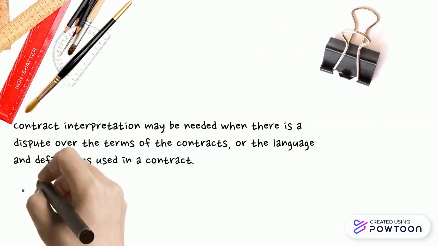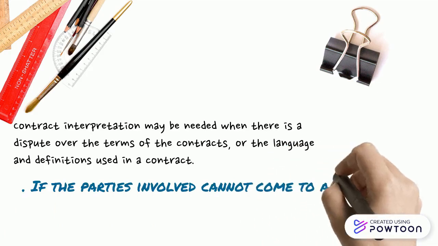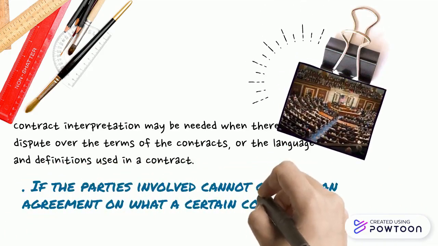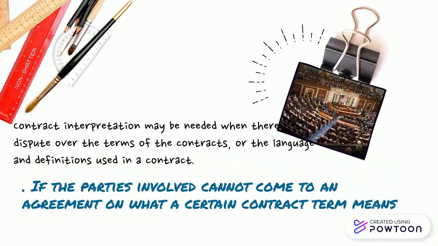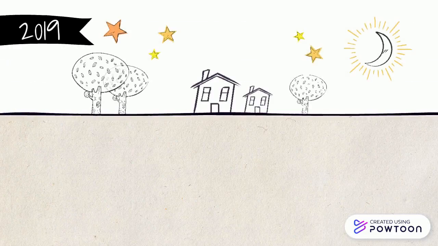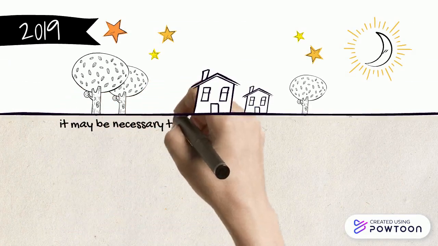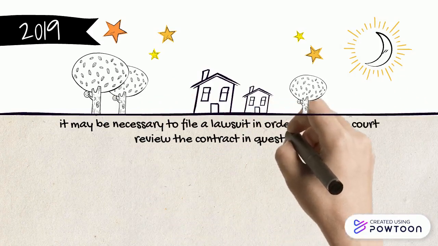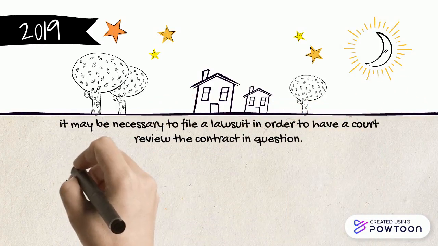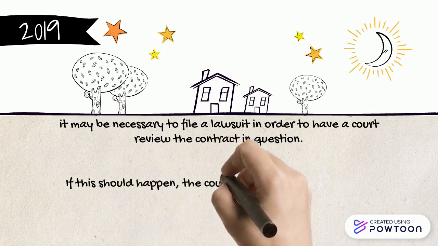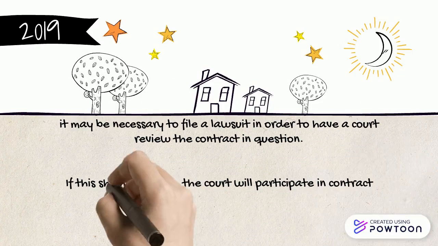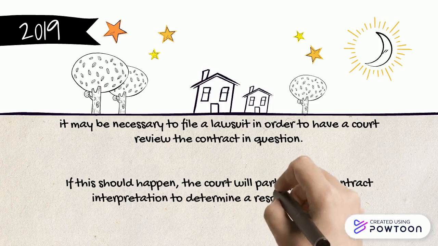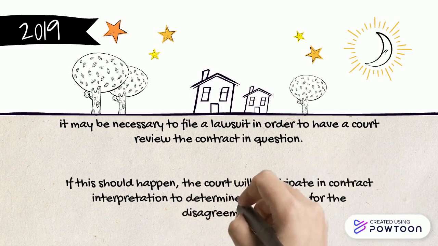Contract interpretation may be needed when there is a dispute over the terms of a contract or the language and the definition used in a contract. If the parties involved cannot come to an agreement on what a certain contract term means, it may be necessary to file a lawsuit in order to have a court review the contract in question. If this should happen, the court will participate in contract interpretation to determine a resolution for the disagreement.